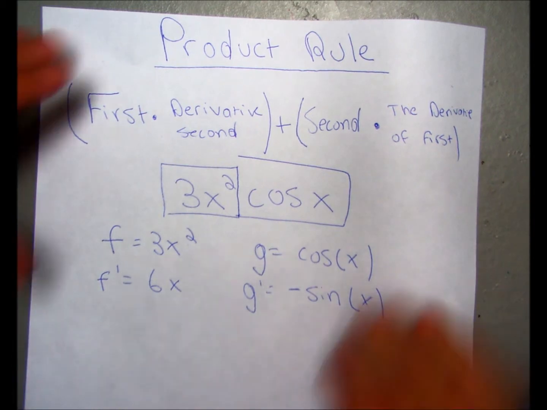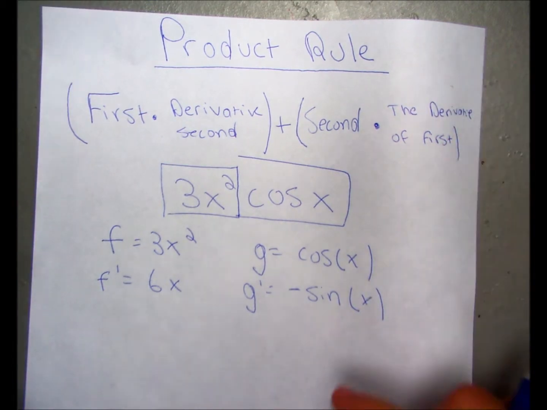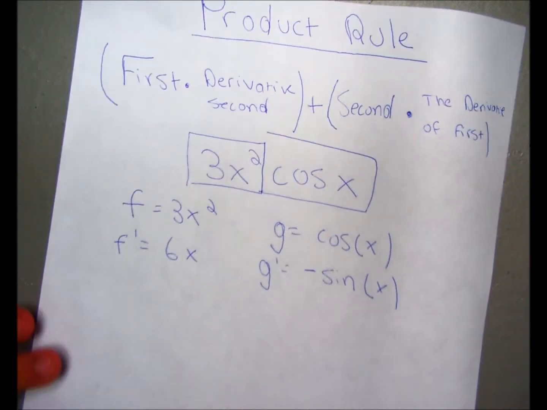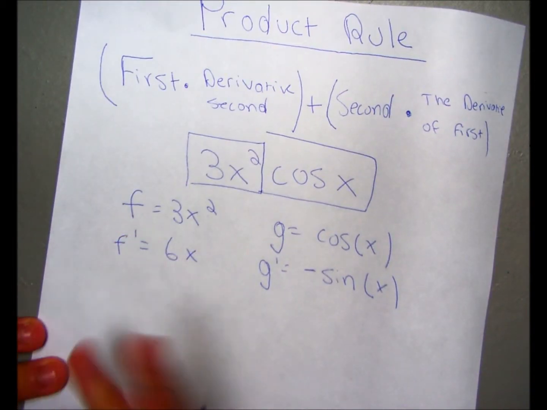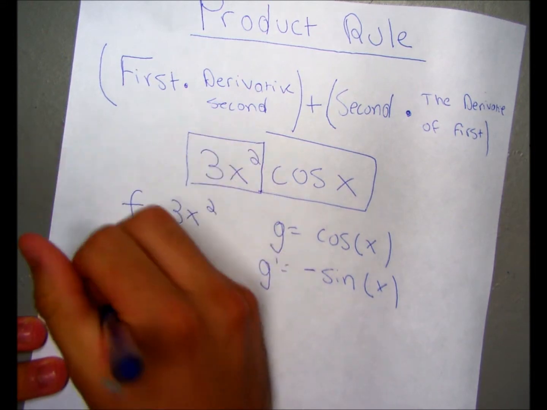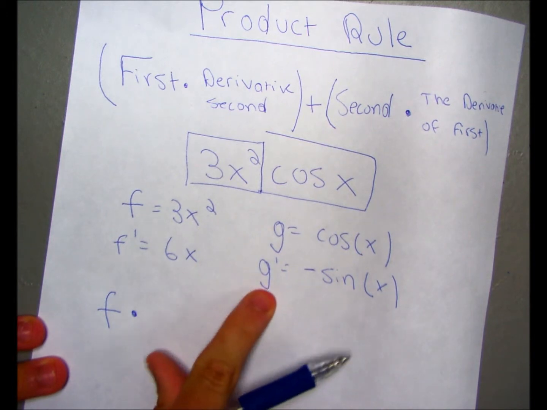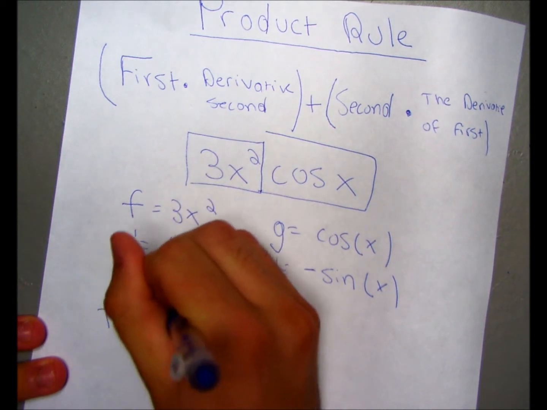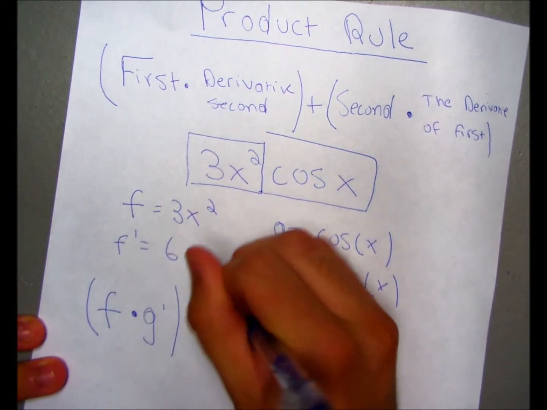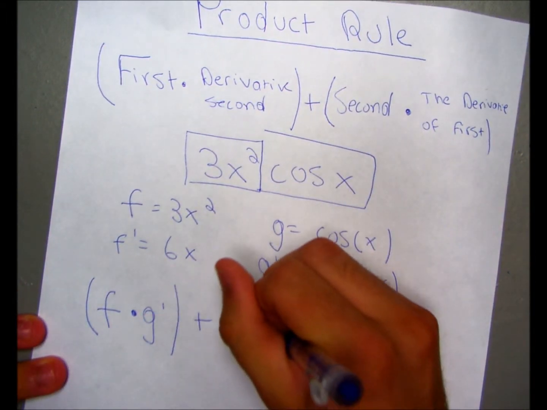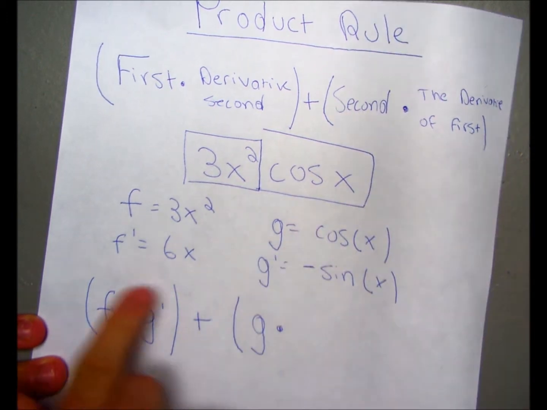So now we're going to translate this little formula up here and make it into f and g's, because that's what we just did with the functions. So f represents our first function. So f, the first, times the derivative of the second, which we've notated as g prime. We're going to multiply those, then add it to the second, which we notated as g, times the derivative of the first, which is f prime.